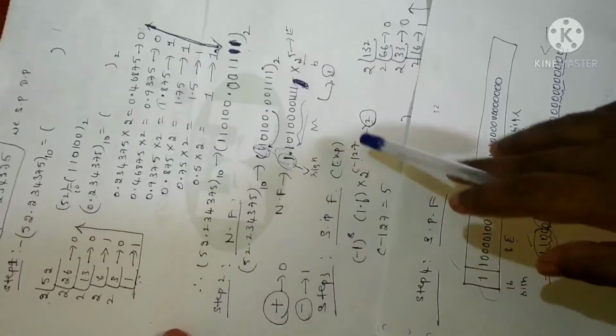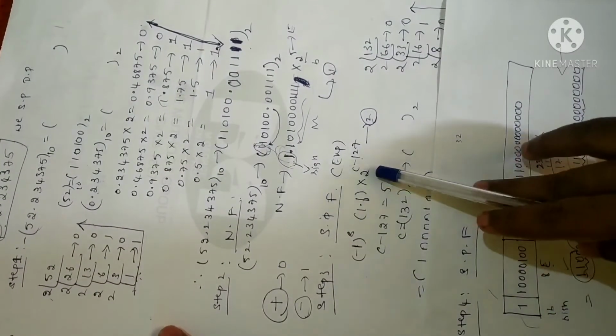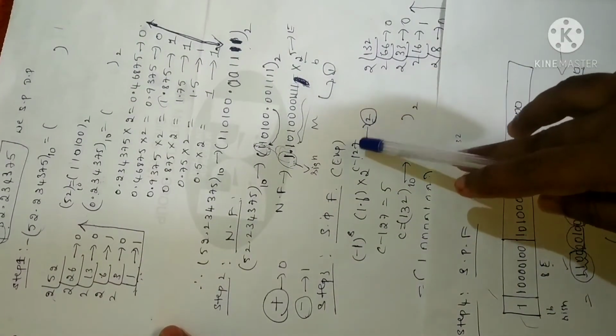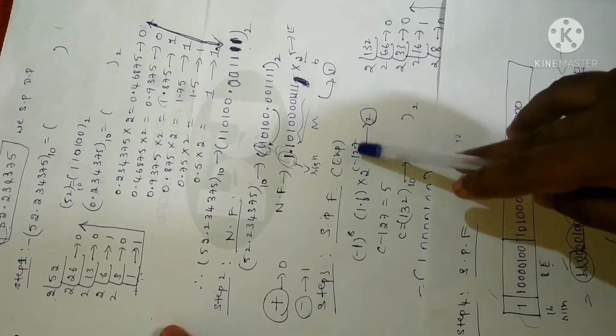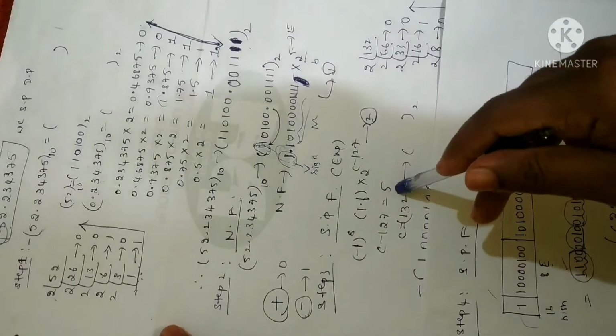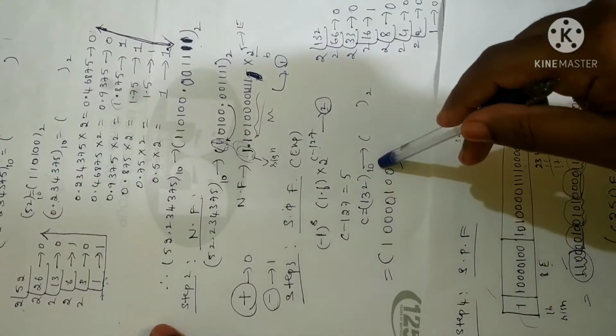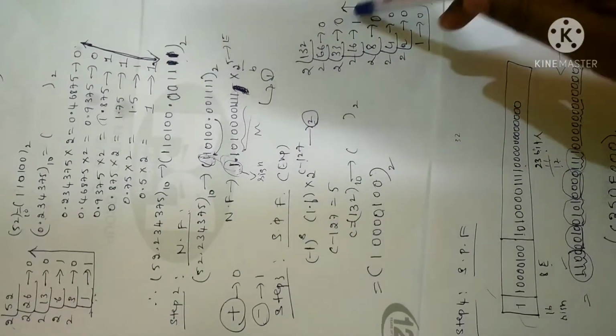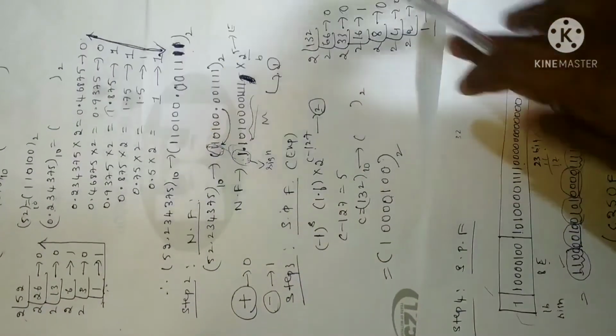Fine. Now the single precision format formula we have. Now equate equation 1 and 2 and equate the powers of 2, you will get C minus 127 is equal to 5. Calculate the value of C which is in decimal, convert it in terms of binary as we did in the first step. So you have obtained this.